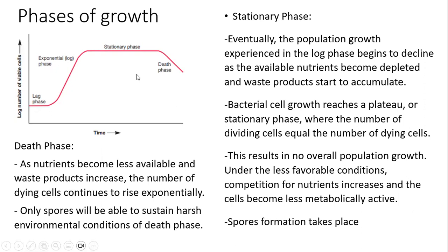Then the third phase is the stationary phase. During the stationary phase, the overall population of the experiment will remain constant. This is because the rate of cell division is equivalent to the rate of cell death. Now, the cell death will begin because of depletion of nutrients and accumulation of certain toxic waste products.